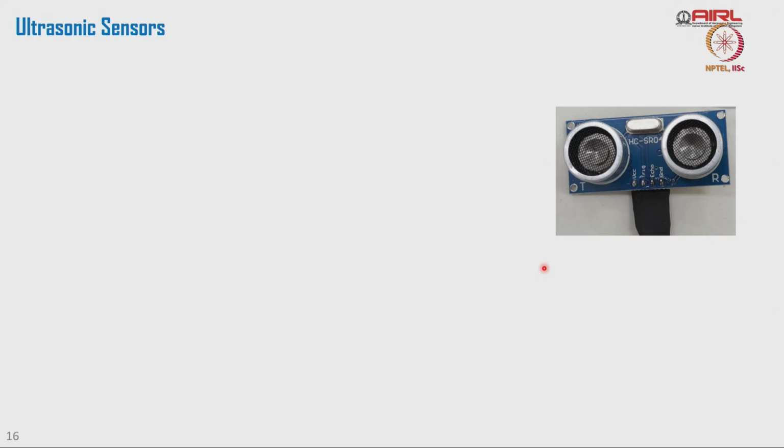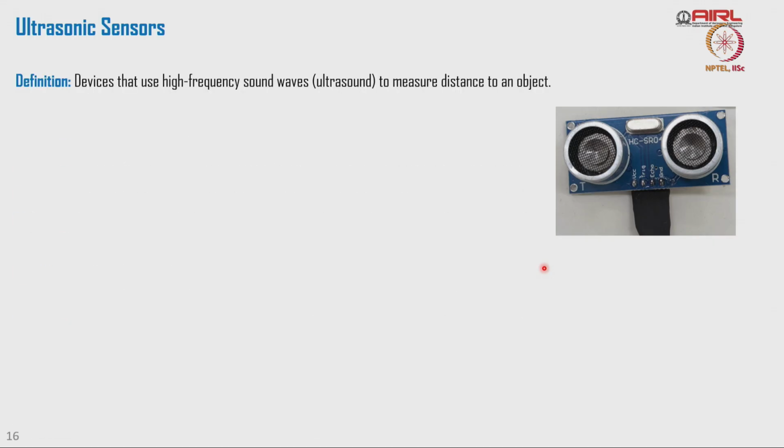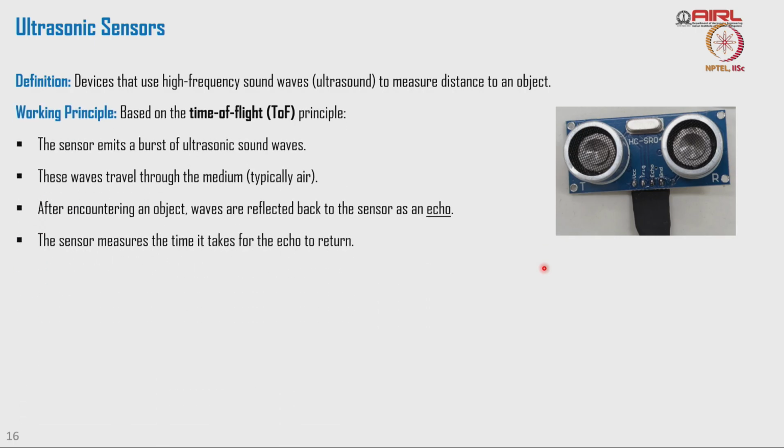If you want to use ultrasonic sensors, it is also possible to measure. It basically sends sound waves to measure the distance to the object. Time of flight sensors are there. Basically a sensor emits a burst of ultrasonic sound waves and receives them. The time it takes to go and get reflected from the surface is measured. That is what we call the echo. Using the echo I can find out the depth, right.